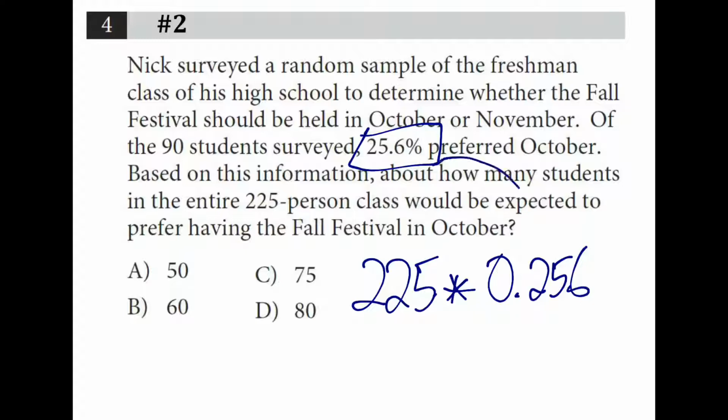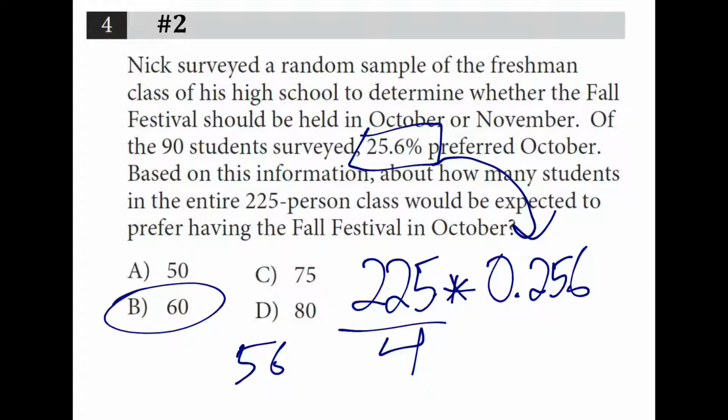And when we convert that to a decimal, it looks like this, 0.256. We could multiply that with a calculator, or we could just observe that 25% is the same thing as dividing by 4, approximately. So if I divided this by 4, about what do I get? Just a ballpark figure, somewhere around 56. We're not even including that 6 thousandths, which tells us 60 is our best answer.